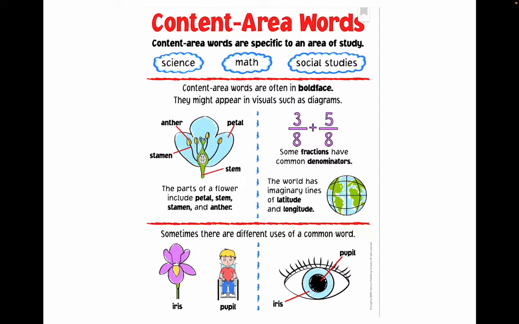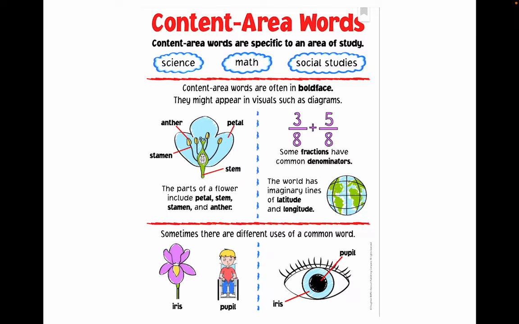Here we can see a diagram of a flower. It says the parts of a flower include petal, stem, stamen, and anther. These boldface words are content area words. On this diagram, these content area words are used as labels. By following the line drawn between the word and the image, we can better understand what each of these words means.